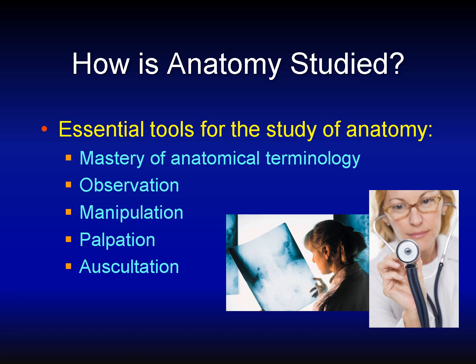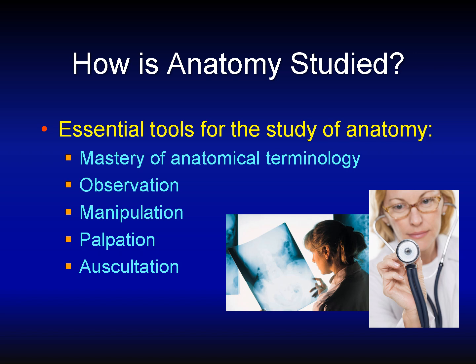There are 5 essential tools for studying anatomy. These include mastering the anatomical terminology. Most of the terms you will run into as you study medical sciences are very foreign-sounding words that are hard to pronounce. This is because biological science as a whole uses words based on Greek or Latin so that the terms can be understood universally.